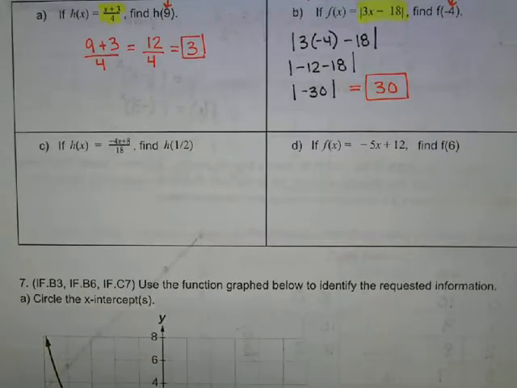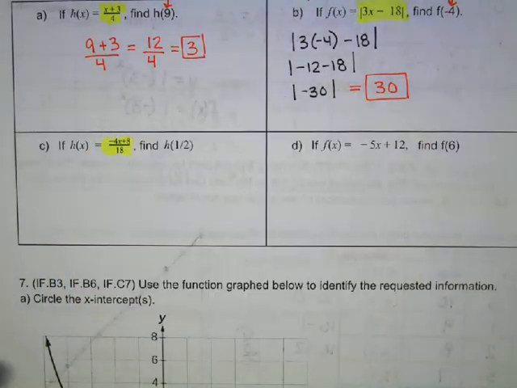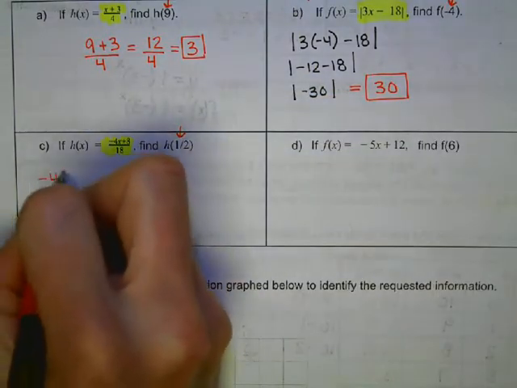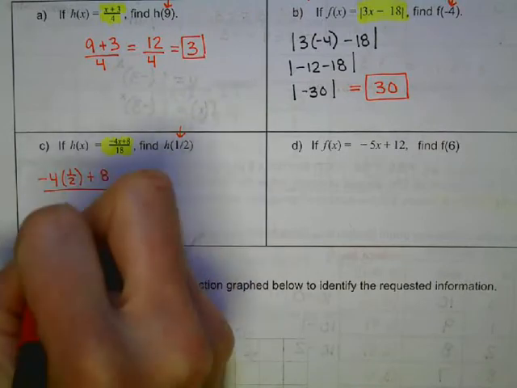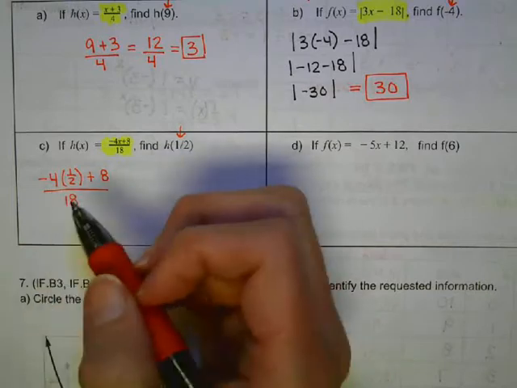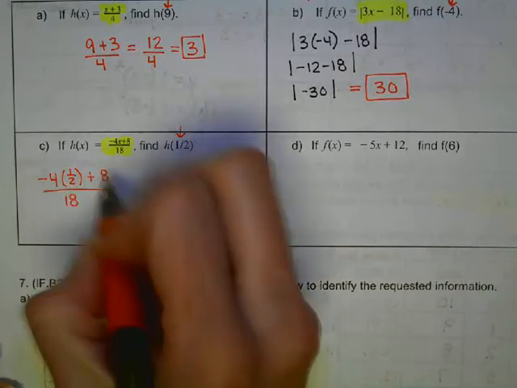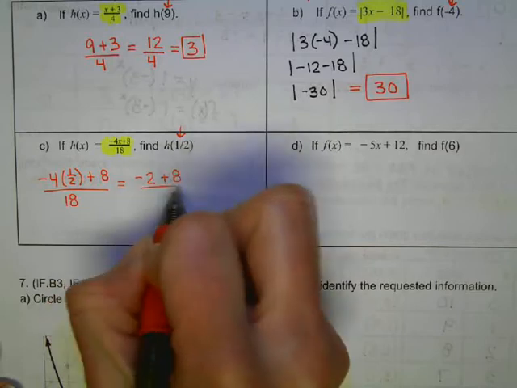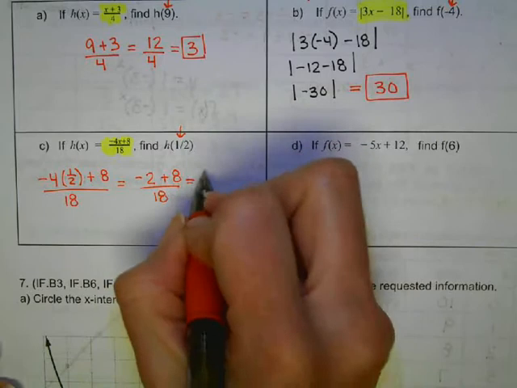This time, here's my problem. Okay. This time they want us to plug into the problem 1/2. We're taking -4 times 1/2 plus 8, and then putting the whole thing over 18. Well, if you have a calculator, you can probably do this, or some of you might know it in your head. 1/2 of -4 is -2 plus 8. And -2 plus 8 is 6.